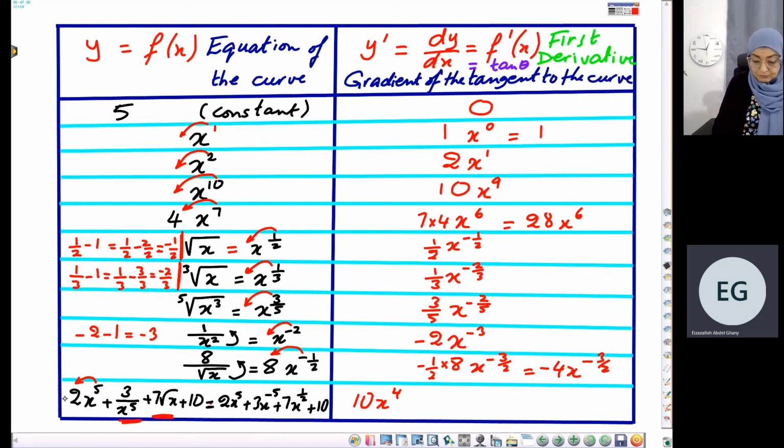Now let's start the first one. 5 will hit the 2. It will be 10x to the power of 4. Done. What about the next one? 3 over x to the power of 5. 3x power -5. This one, power goes down. It will be -15 x to the power of negative 6, because negative 5 minus 1, it's negative 6. And the half will hit the 7, so it will be plus 7 over 2. x to the power of half minus 1 is negative half. And then what about the 10? It is 0. Shall we write the 0? No need. No need to write it.